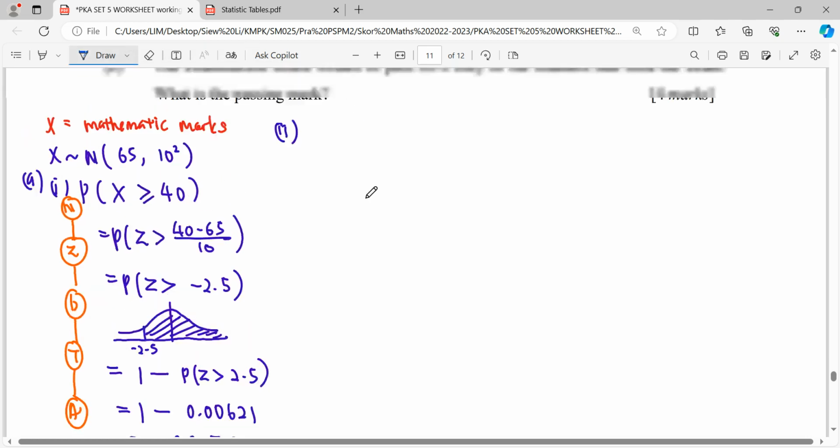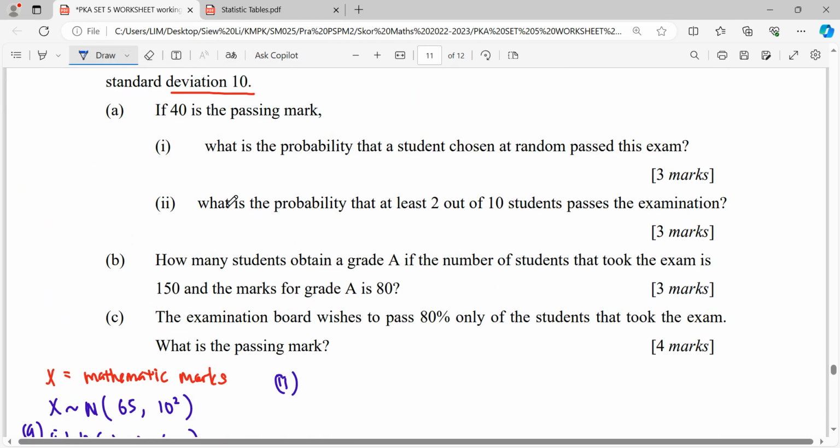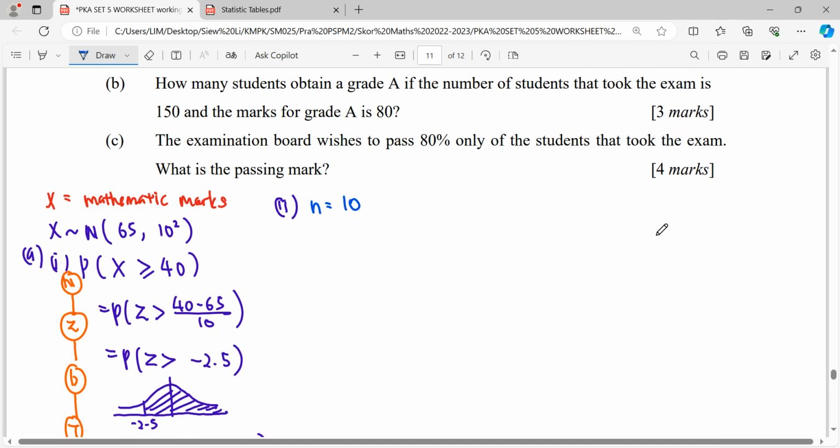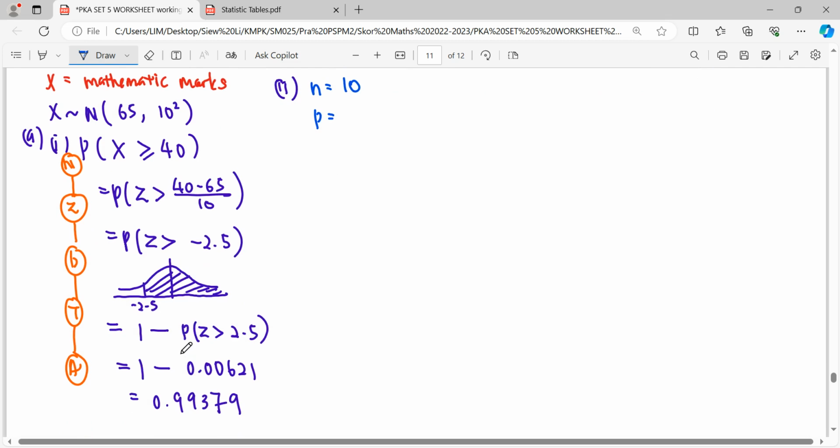Then when we come to question 2, they ask what is the probability that at least 2 out of 10 students pass the examination? So they come up with finding the number of students. They are no longer finding the marks. So we can see 2 out of 10 means our sample here is 10. To pass the exam means you need to have marks more than 40. The probability to pass the exam is 0.99379.